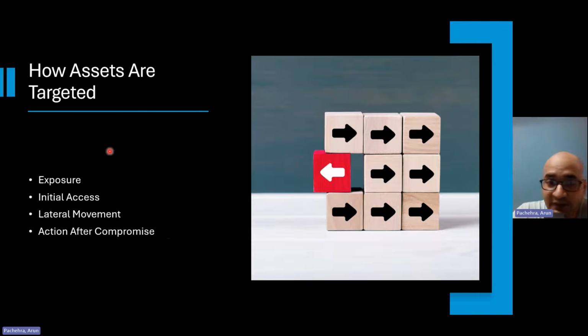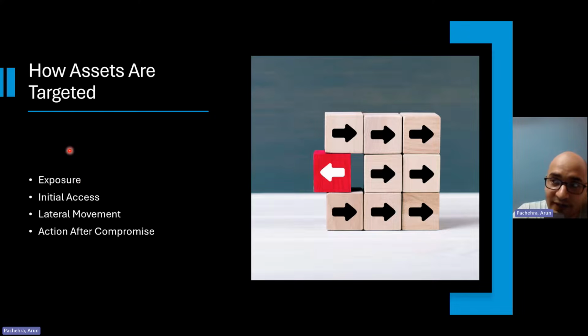This is the entire thing, from exposure to initial access to lateral movement and action after compromise. So think of an attacker as a thief trying to break into a building. First, they look for weakness like an unlocked door or a window. You could say that is the exposure.